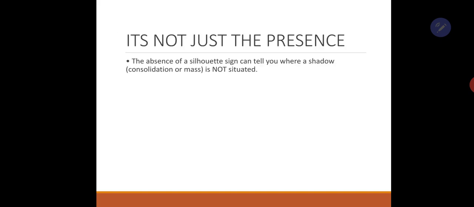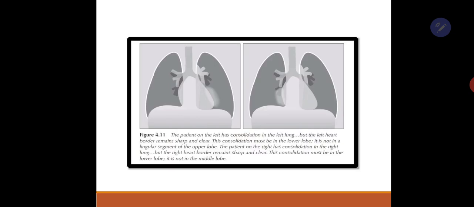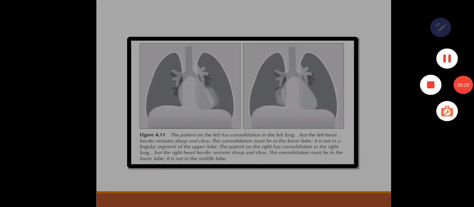So, till now we've been talking about the presence of the silhouette sign and its importance. It is not just the presence which is important, even the absence of the silhouette sign is important. The absence of the silhouette sign can tell you where a shadow, consolidation or mass is not situated. For example, if the right heart border is normal, or there is no cardiac silhouette sign, there is no consolidation or mass in the right middle lobe. So that's the significance of the silhouette sign. I hope it is clear.